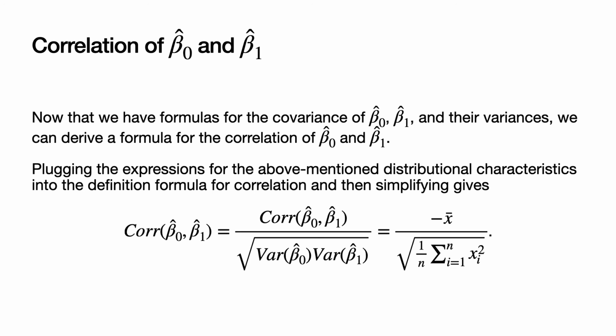So that is what I wanted to cover in this lecture video. We've determined several important characteristics of the marginal sampling distributions of both beta 0 hat and beta 1 hat, along with some characteristics of the joint distribution of those estimators.